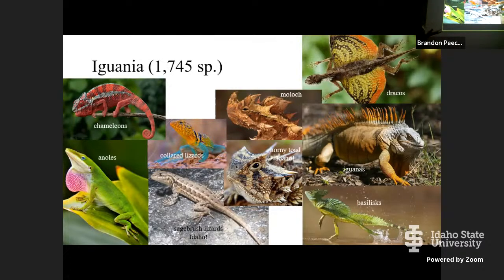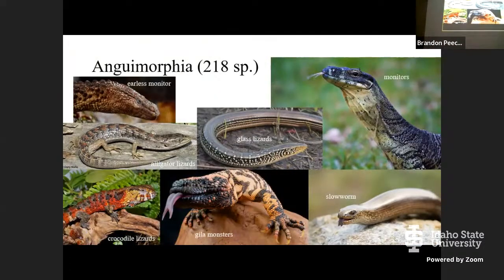All right, so there's a lot of iguanians, a lot of cool diversity, a lot of familiar lizards, in Idaho and beyond. Next up is the anguimorphs. That's so low word. What a name.